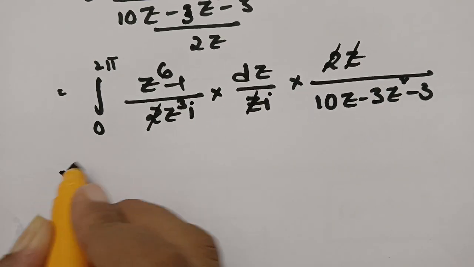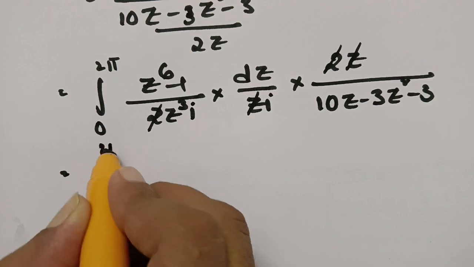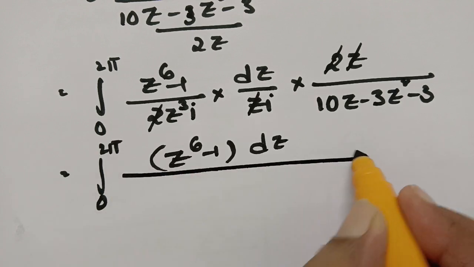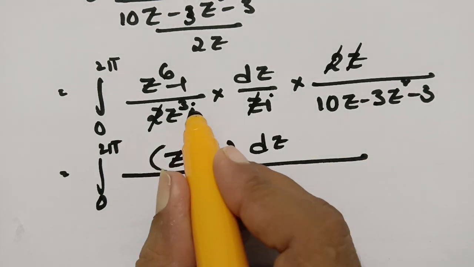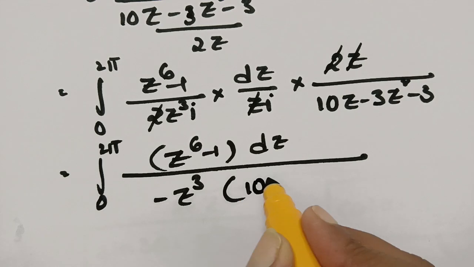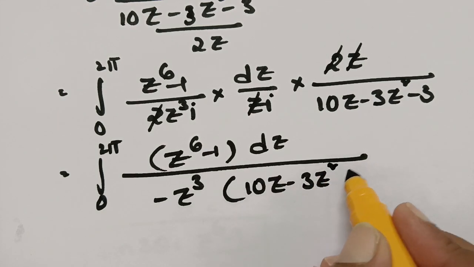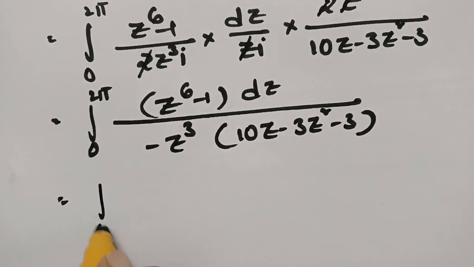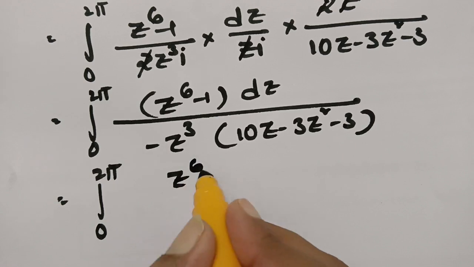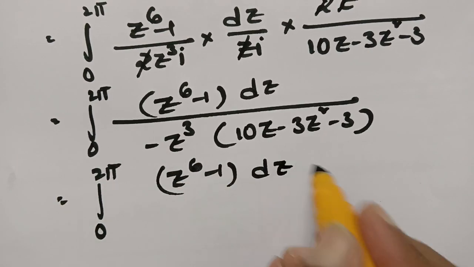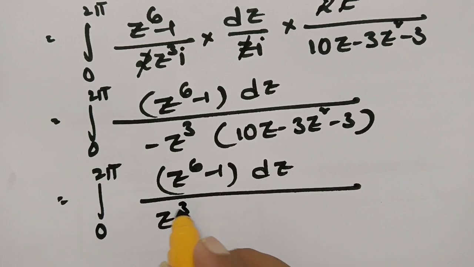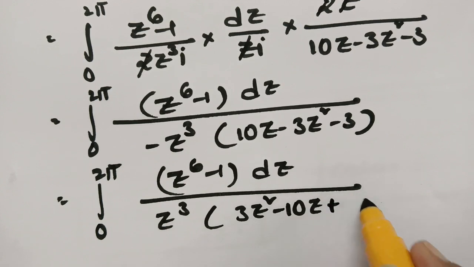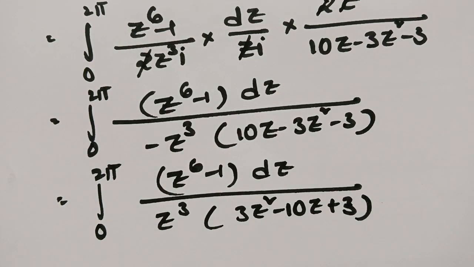So this will be integral 0 to 2π of (z² − 1) dz by z³, and this is i into i, which is minus, times (10z − 3z² − 3). If I send this minus inside, this will be integral 0 to 2π of (z^6 − 1) dz by z³ into (3z² − 10z + 3). So what is our f(z) here?